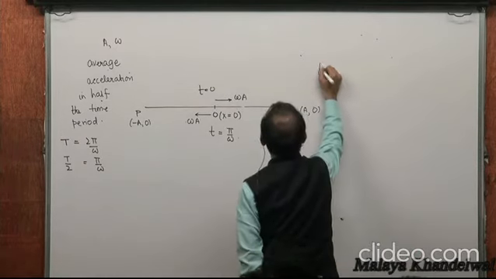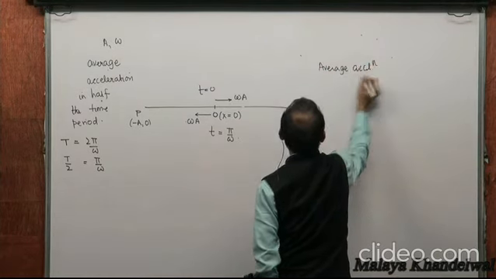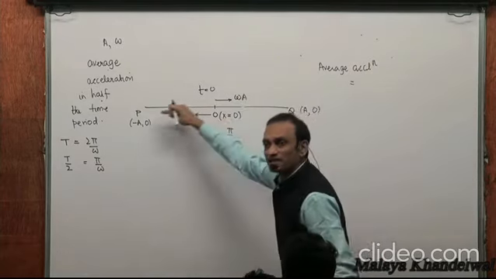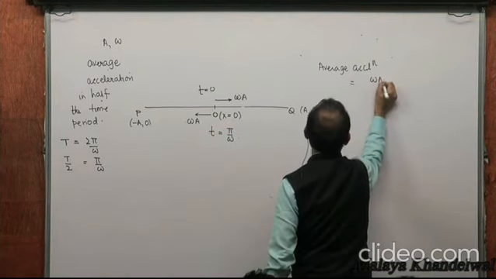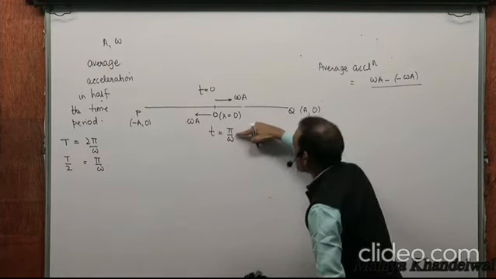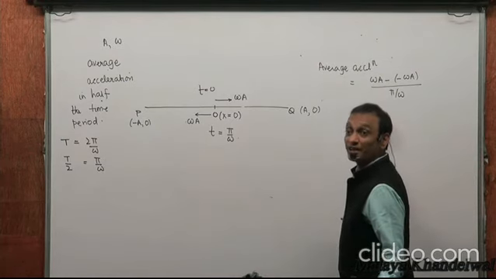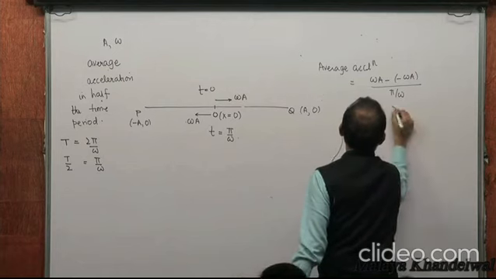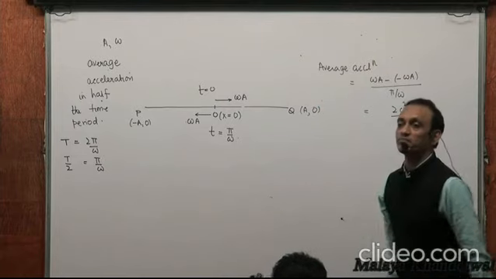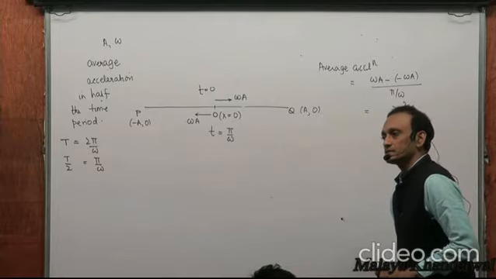right? So the average acceleration is going to be change in velocity by total time taken. Change in velocity, do you realize, omega A minus omega A? That's the change in velocity, divided by the time taken. Time taken is pi by omega. Yes or no? That's going to be the magnitude of average acceleration, which is 2 omega squared A divided by pi. That's the magnitude of average acceleration in half the time period. Got me?